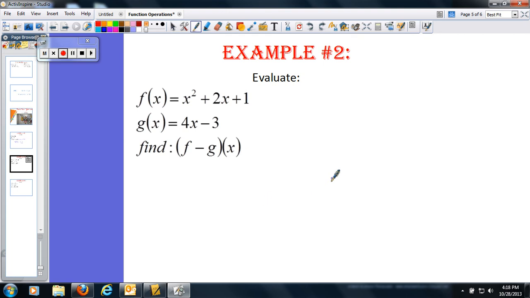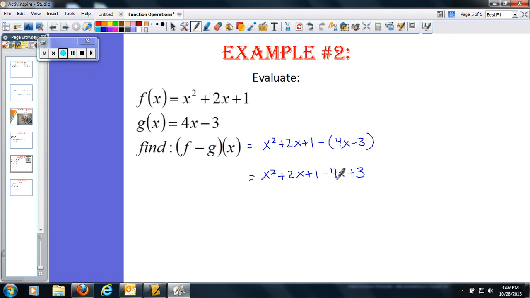Now we're going to go to example number 2, which is f of x is x squared plus 2x plus 1, and g of x is 4x minus 3. And I want you to find f minus g of x. Whichever one comes first is the one you write first. So this would be x squared plus 2x plus 1 minus 4x minus 3. Since this is minus, I can't just get rid of the parentheses, so I have to distribute the negative. So that's going to be x squared plus 2x plus 1 minus 4x plus 3.